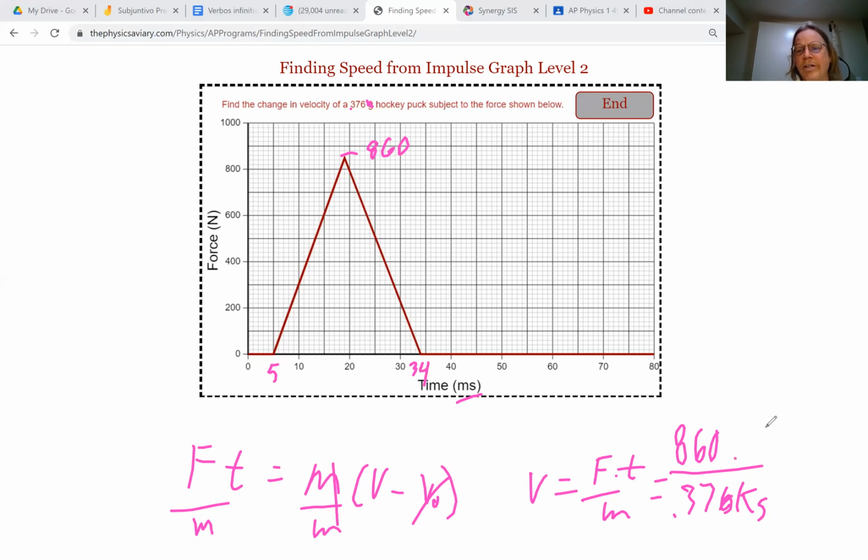So it's 0.029. It's exactly the same time I had in the last one, I think. And whoop, there it is. So that will be the final velocity since it started at rest right over there. All right, so it's not a change in velocity this time. It's the old 860 times the 0.029 divided by 0.376. Bam, 66.3. All right, wow, that is flying.